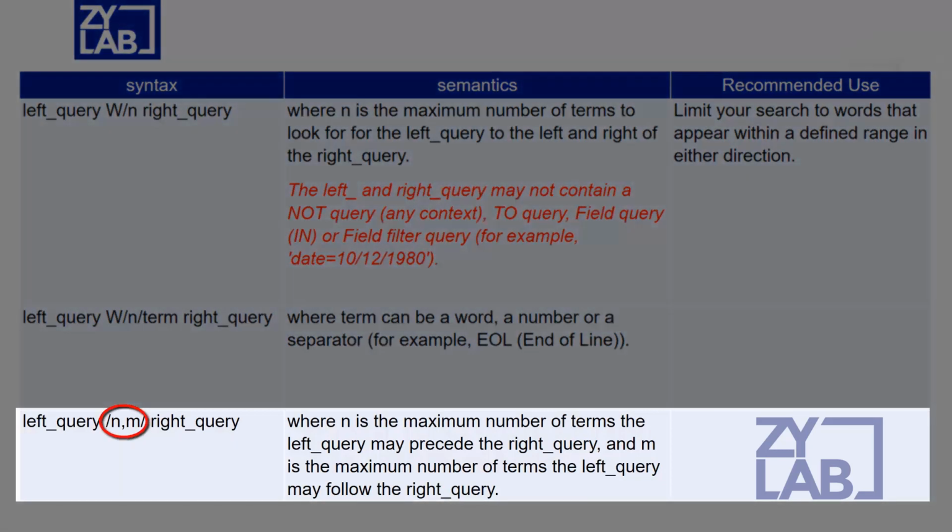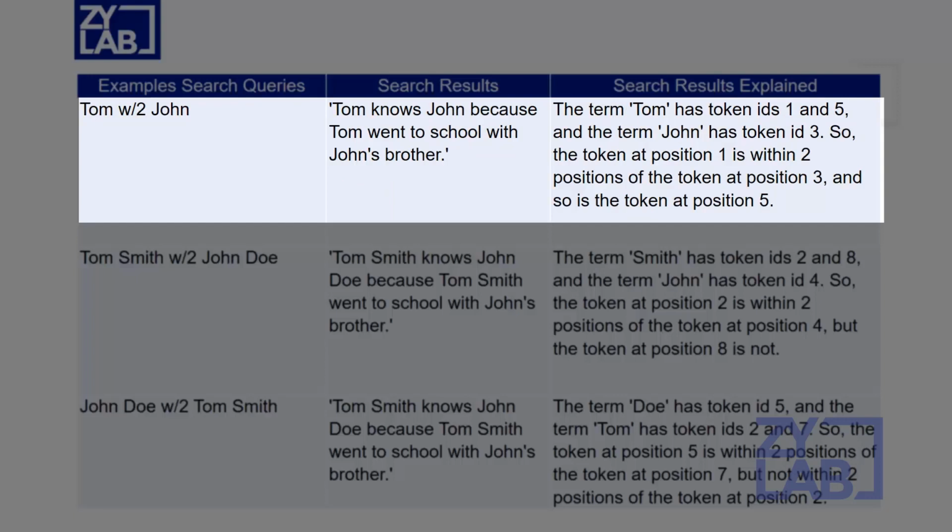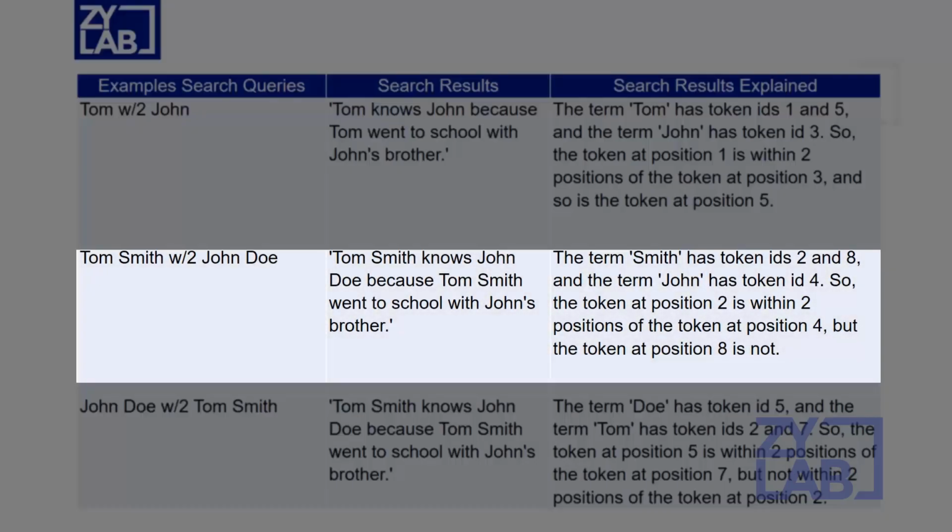Finally, N and M can be used to determine how many terms can separate the left and right queries, depending on which is found first. In the example 2 within John, the following search results would be returned. Tom knows John because Tom went to school with John's brother. Note that the first instance of Tom and John are within 2 positions of each other, but the second instances are not. In the second example, phrases or full names are used, which is also permissible.